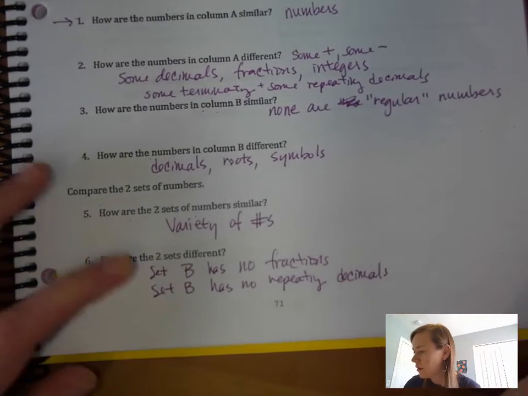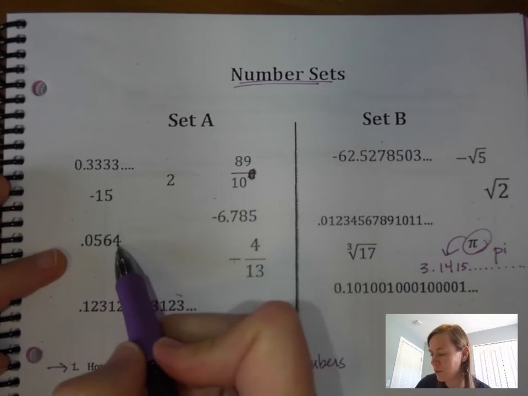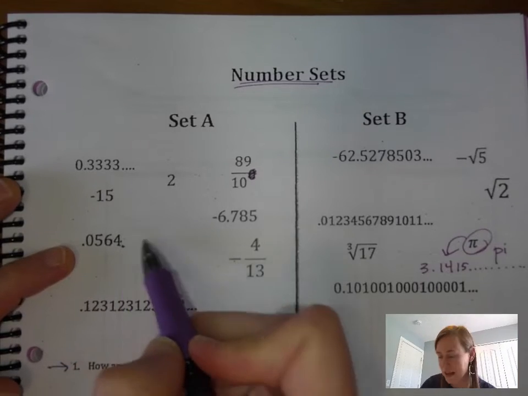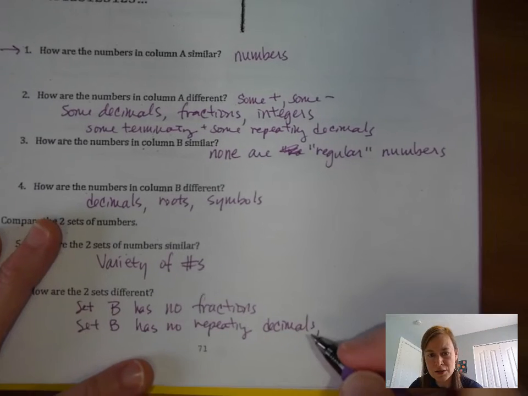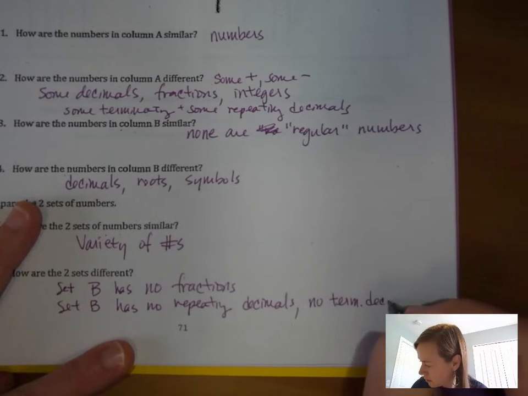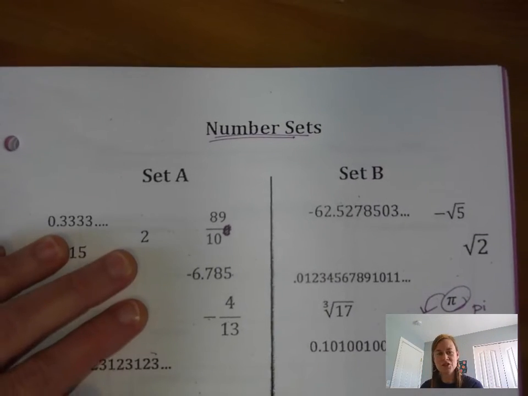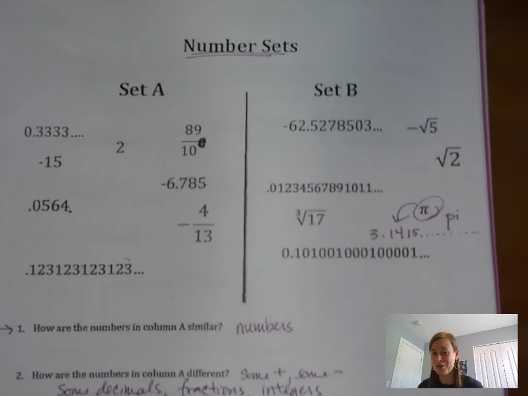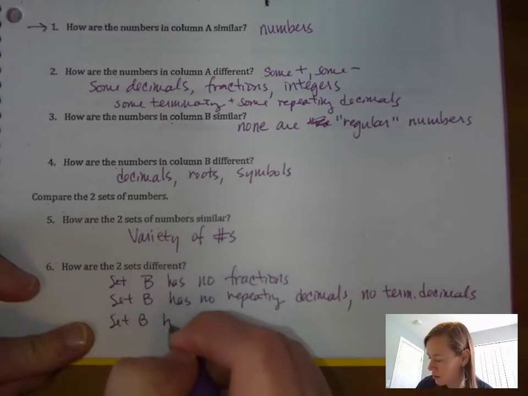Okay, what else does set A have that set B doesn't have? Well, we've got what we call the terminating decimal, meaning that it ends. It doesn't go on forever. So it also has no terminating decimals. And set B, let's see, does it have any of these integers? Nope, no integers over there. So let's write that down too. Set B has no integers.